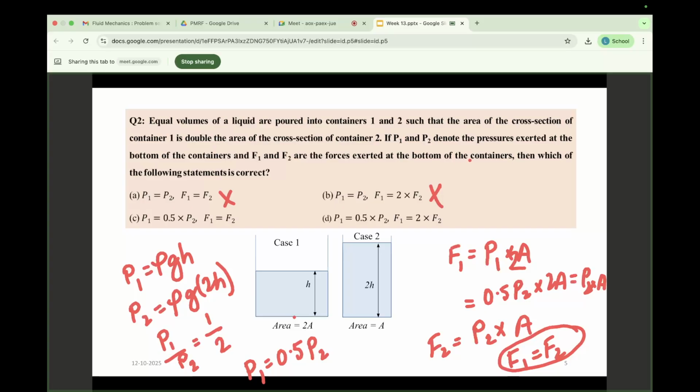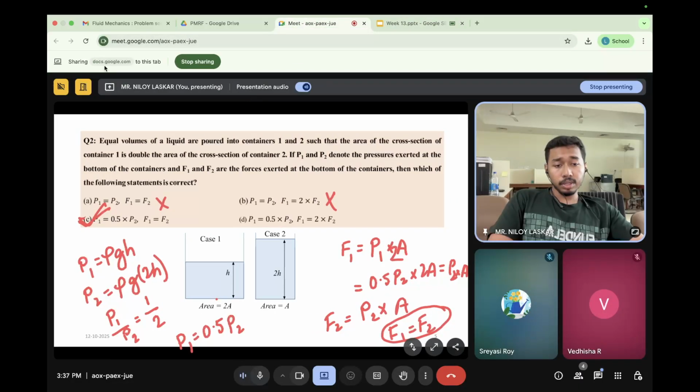So the correct answer here is option C, F1 and F2 equal. I hope that you understand your mistake, both of you.